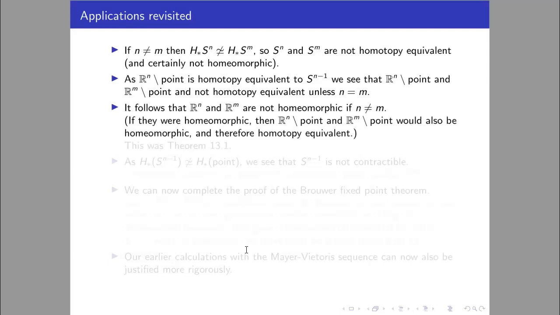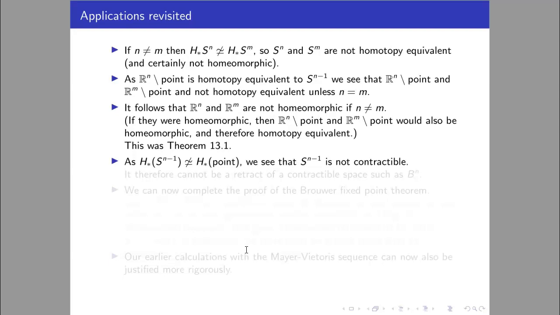The logic goes as follows. If Rn and Rm were homeomorphic, you take a homeomorphism, then you remove one point from Rn, and then you remove the image of that point from Rm, then you get two spaces that again would be homeomorphic: Rn with one point removed and Rm with a different point removed. And if they're homeomorphic, then they would be homotopy equivalent. And it would then follow that Sn minus 1 and Sm minus 1 would be homotopy equivalent, and therefore n and m would have to be the same. So we mentioned this before as theorem 13.1, but we weren't able to give a complete proof because we didn't have homology groups. And now that we do, we can finish that off.